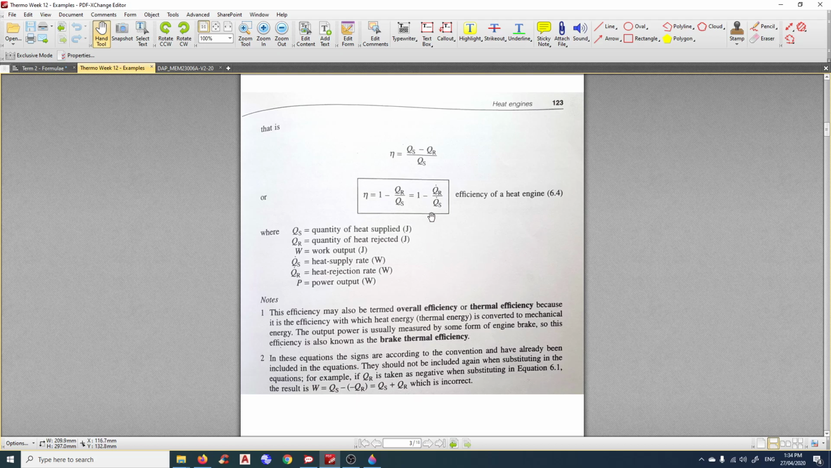In the real world, you can't just take how much heat is being produced divided by the heat being supplied. That doesn't work in the real world because you have bearing loss, friction loss, other losses and things like that. But for overall efficiency, this is your formula: output divided by input.